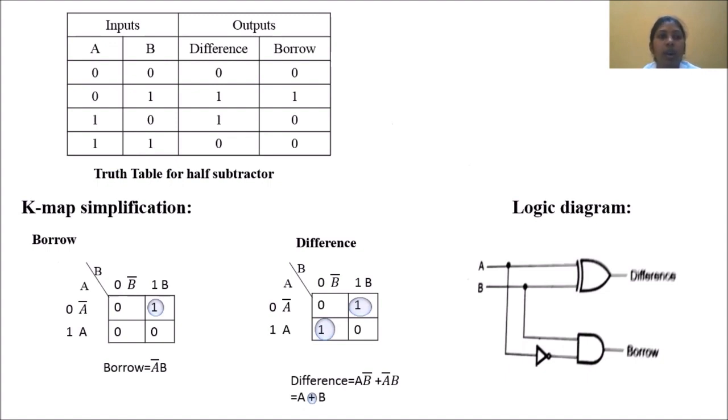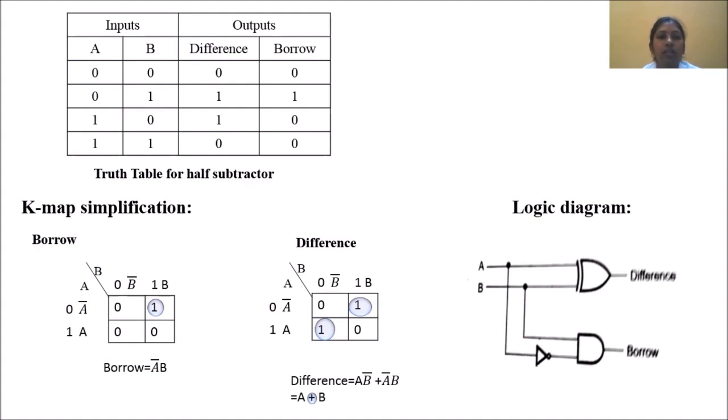The next one is 1 minus 0. The difference is 1 and borrow is 0. 1 minus 1, difference is 0 and borrow is 0. So as usual, except for 0 minus 1, the remaining terms will be subtracted as usual. So we got the outputs for difference and borrow.